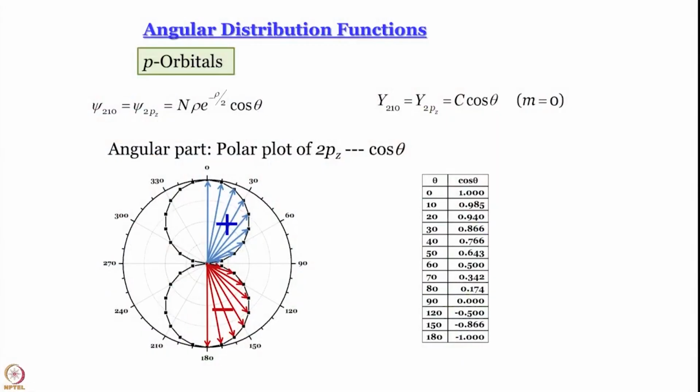For all values of phi, since it is phi independent, we will get the same values. If there is a phi dependence, then there will be modulation, and it becomes a little more complicated. But since there is no phi dependence here, you will get 2 lobes, one with positive sign of cos theta, one with negative sign of cos theta. Does it remind you of something? Does it not look exactly like the p orbital that we are used to seeing in textbooks? 2 lobes, plus on one and minus on the other.